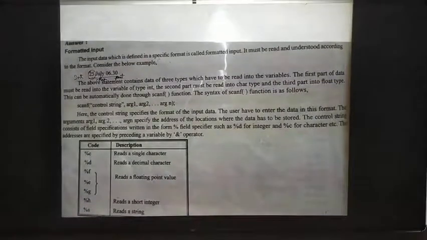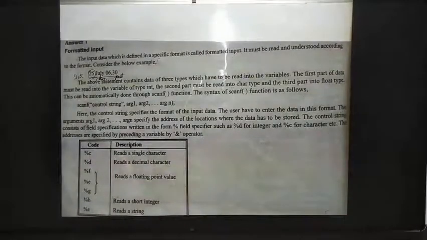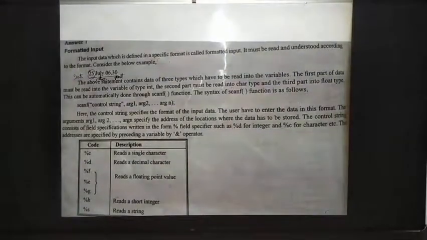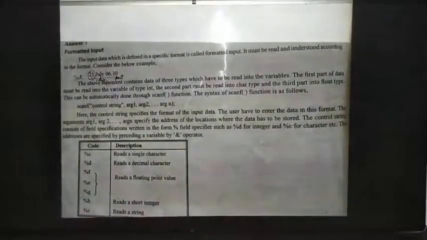These can be done through the scanf function. You can give them through the scanf function only. The syntax of the scanf function is as follows. Here the control string specifies the format of the input data. The user has to enter the data in this format. The arguments, argument 1, argument 2, and so on up to argument n, specify the addresses of the locations where the data has to be stored. The control string consists of field specifications written in the form percentage, field specifier, such as %d for integers and %c for characters. The addresses are specified by preceding a variable by the operator.